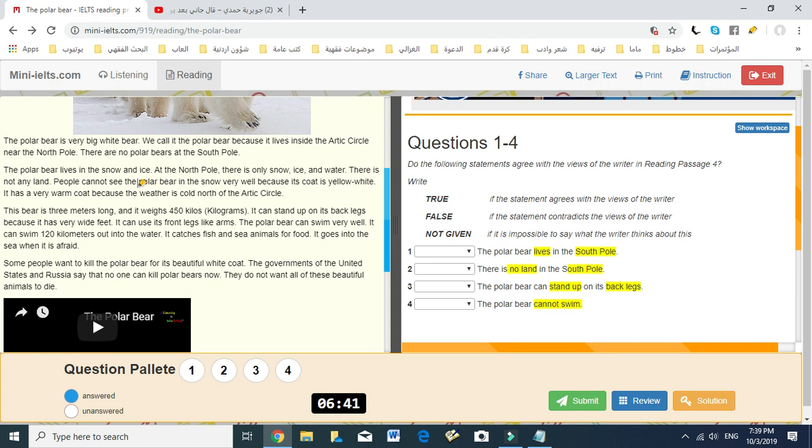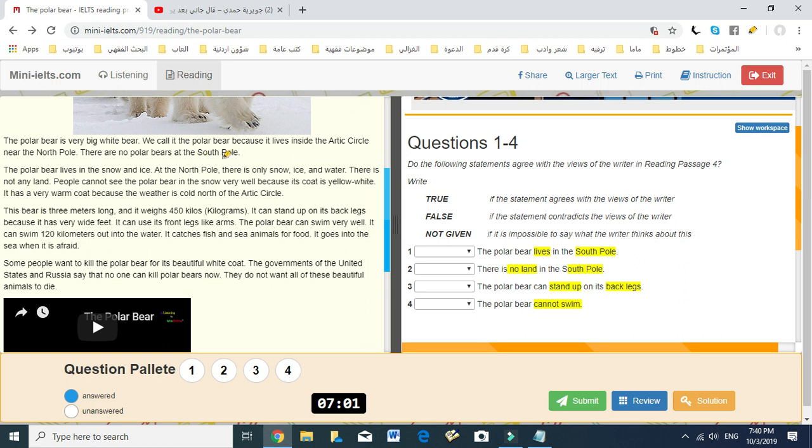Let's start. The polar bear is a very big white bear. Okay, we call it the polar bear because it lives inside the Arctic Circle, near the North Pole. Okay. There are no polar bears at the South Pole.